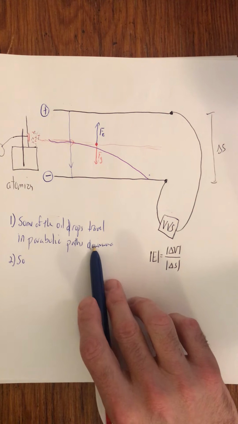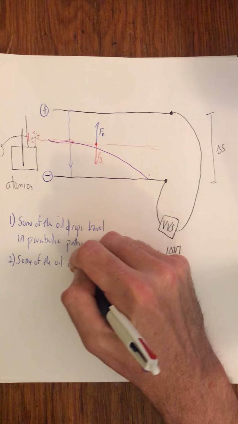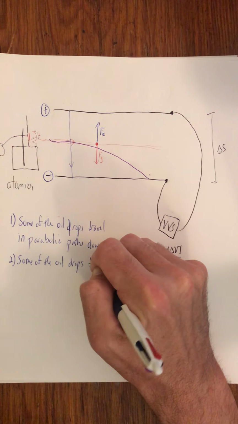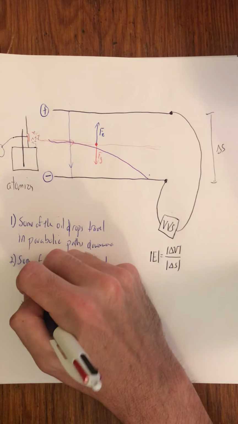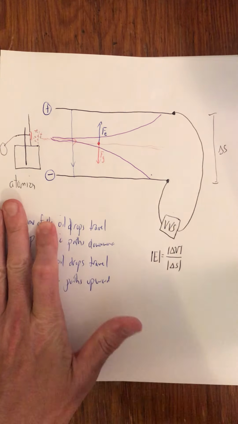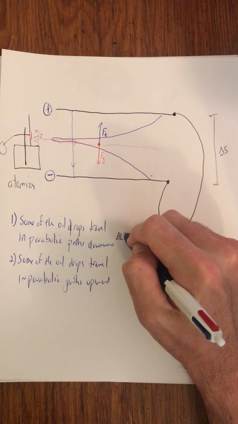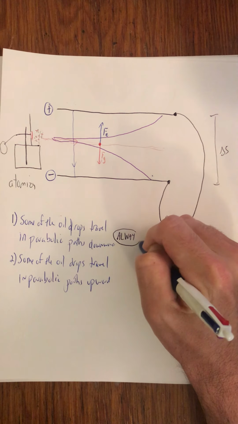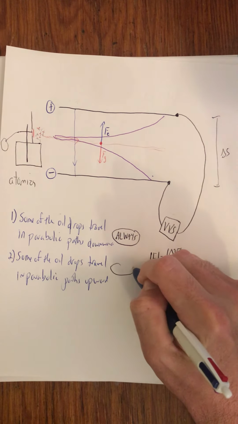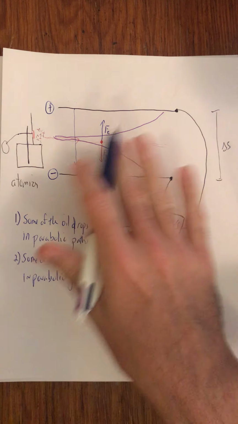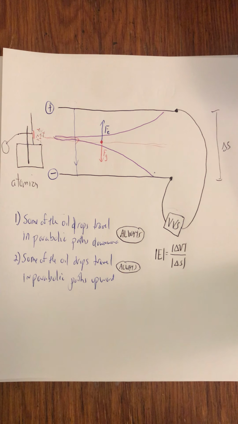But every time you do it, some of the oil droplets travel in parabolic paths upward. Okay? So in other words, they take this path. Why are they doing that? Well, we'll talk about it. And this always happens. Every single time you squirt this, that always happens. And this always happens as well. Every single time that you squirt the oil droplets, that happens, right?